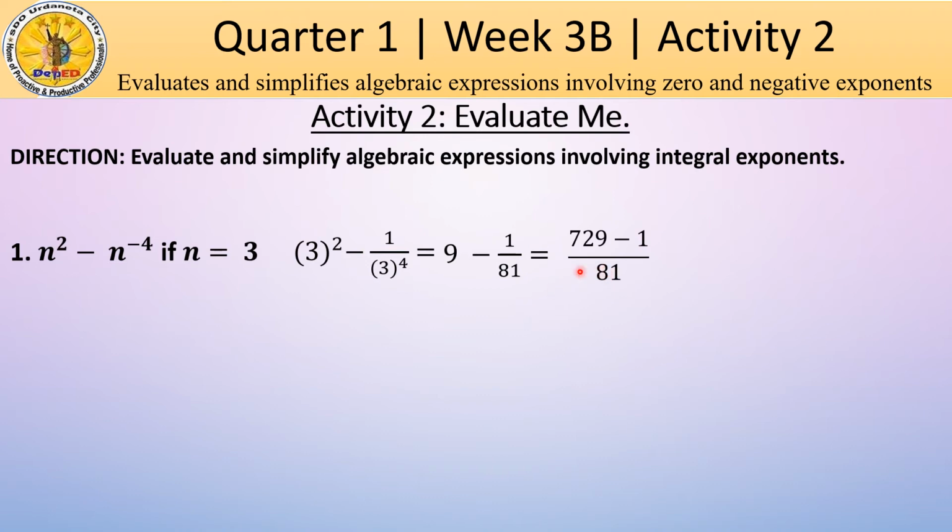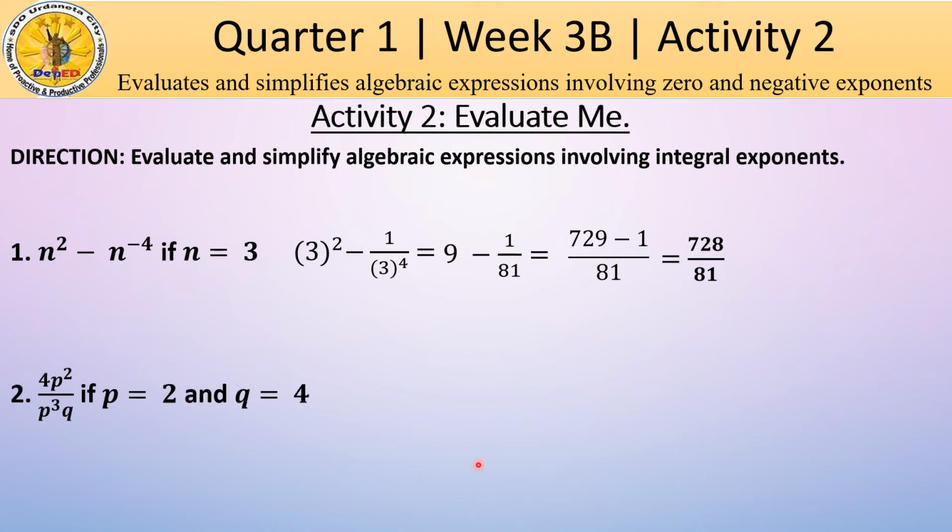So 81 divided by 1, our denominator here is 1, invisible 1. So we have 9. 81 divided by 1 is 81 times 9, our numerator. So we have 729. 81 divided by 81 is 1 times 1, we have minus 1. So our final answer, 728 over 81.